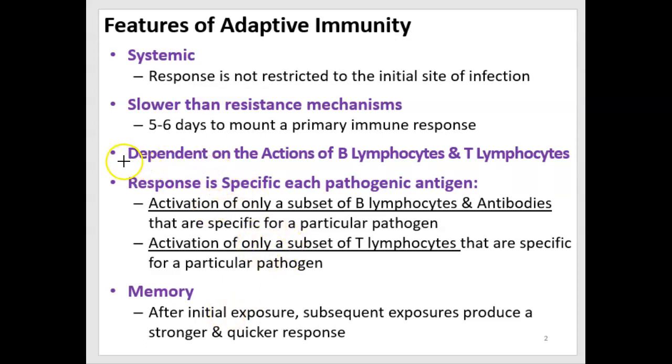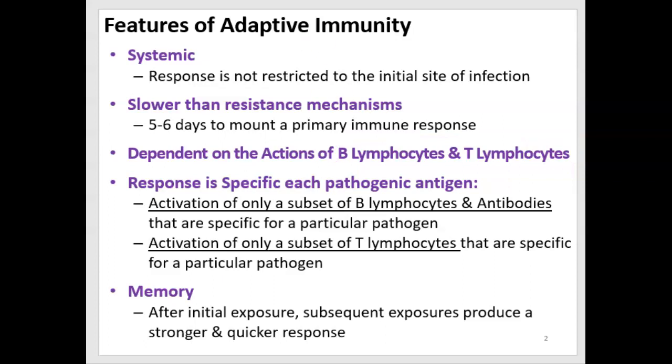Another feature is that we did talk about lymphocytes in resistance, but only the natural killer cells. We didn't talk about these other types of lymphocytes, B lymphocytes and T lymphocytes. They're still white blood cells, but they're only involved in adaptive immunity, not in resistance mechanisms.